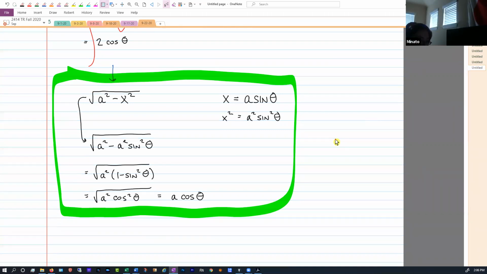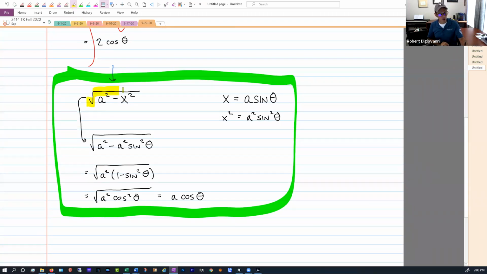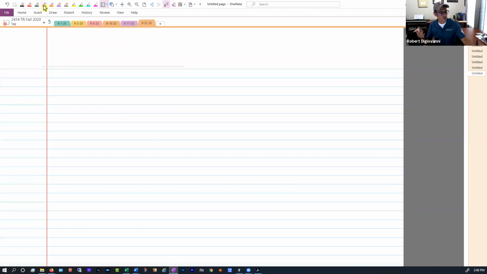Before I do that though, in the green box, here's what we're saying. If we ever see an expression that looks like this, the square root of some constant squared minus x squared, we can always replace the x with a sine theta. If we do that, this whole complicated ugly thing is just going to turn into a cosine theta every single time. Do you all understand? So let's do another one, and let's use something that's not a perfect square.